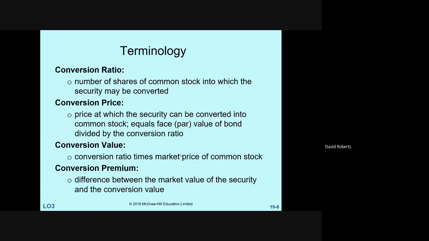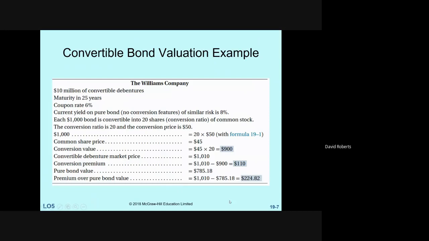The conversion price is the price at which you can convert the security, in this case the bond, into common shares. The conversion value is the ratio times the market price of the common share. We're going to do calculations on this, which will hopefully make it more clear. And the premium is the extra: the difference between the conversion value and the market value of the security. Here's an example to try and make things more clear.